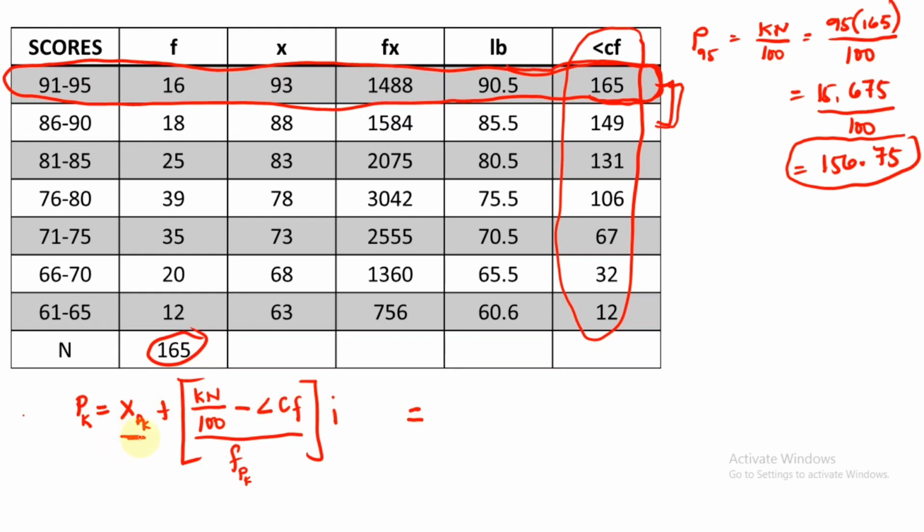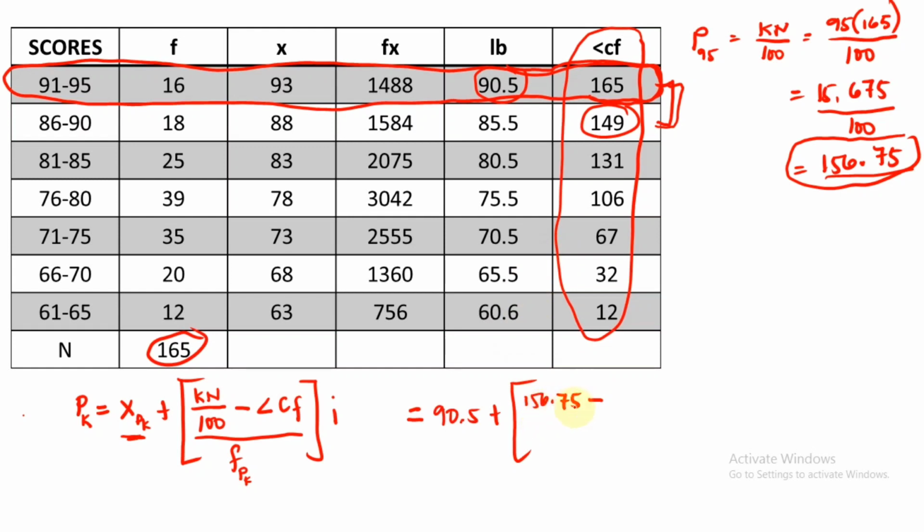So ang value ng lower boundary of the percentile class is 90.5. So 90.5 plus K times N over 100, that is 156.75. So that is 156.75 subtract less than cumulative frequency, yung baba sa 165. The same pa rin ito on how to find the median class. So the same process lang silang lahat. Nagkaiba lang dito, K times N over 100. Yung sa median, the total frequency over 2. So dito, K times N over 100. Dito lang tayo nagkaiba. Pero the same process on how to solve for the median, percentile, quartile, and decile.